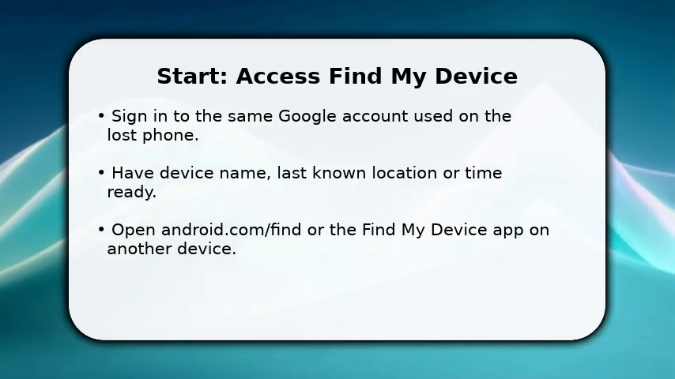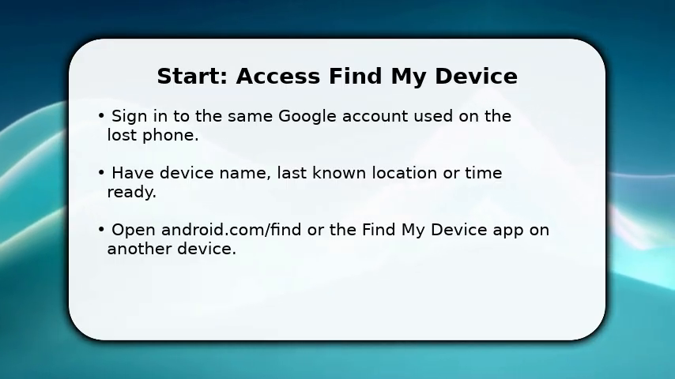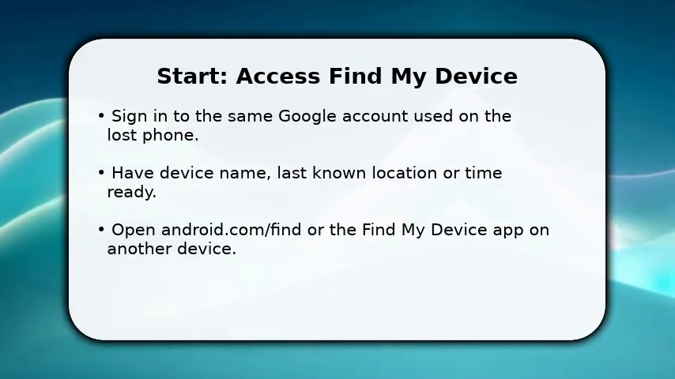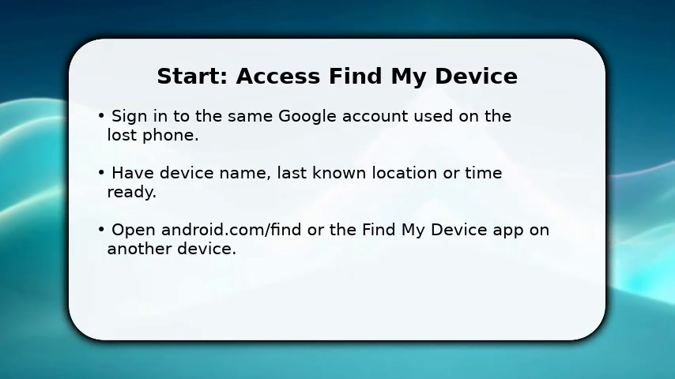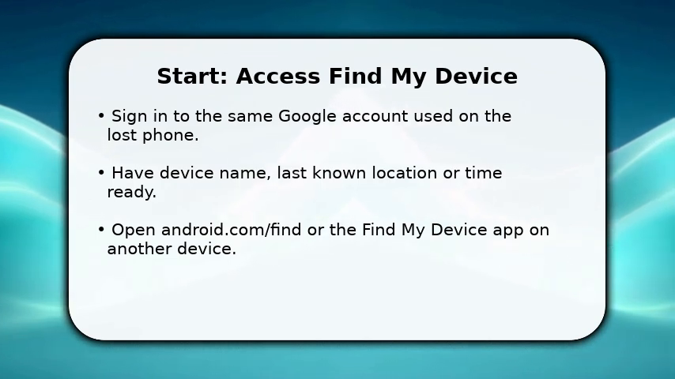This step is crucial because the service communicates with Google's servers to locate and command your phone. Make sure you recognize the device model and last seen time. That confirms you're acting on the right device and prevents accidental locks on someone else.